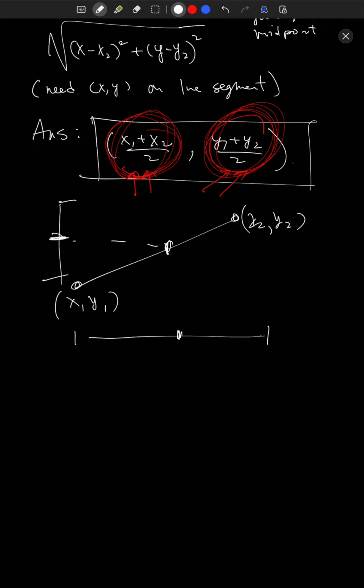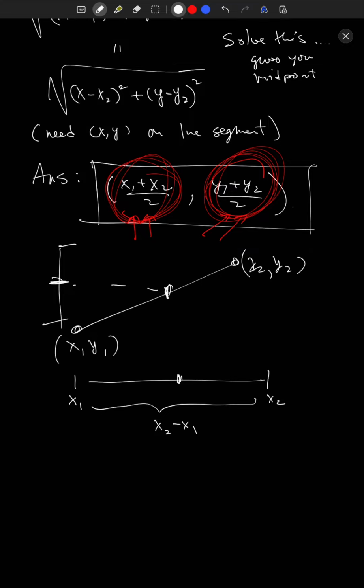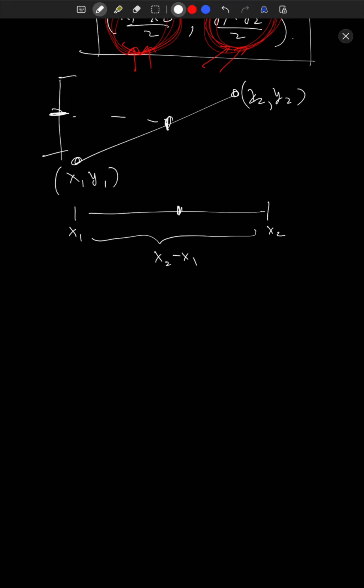And why does it make sense that it is the average? Well, if x1 is here, x2 is here, what's the entire length? The entire length is x2 minus x1, right? And so what exactly is the coordinate right there? Well, it's halfway, right? So that coordinate's distance to x1 is x2 minus x1 over 2, halfway, right?